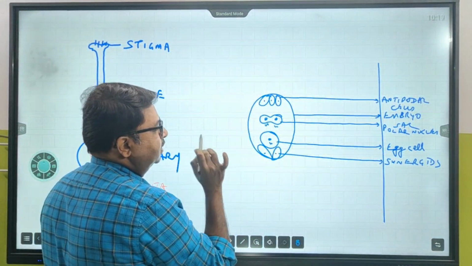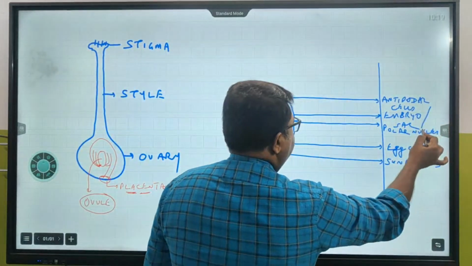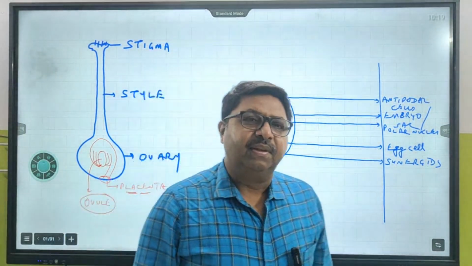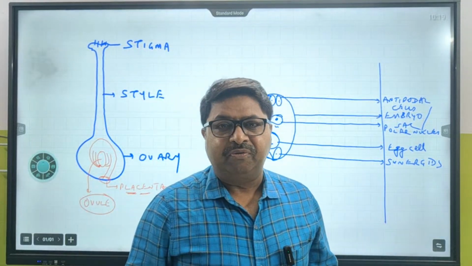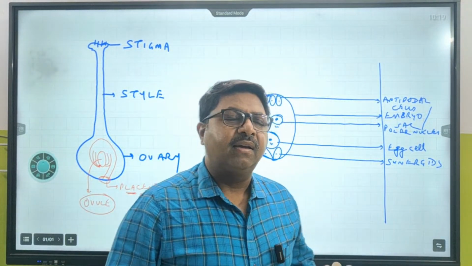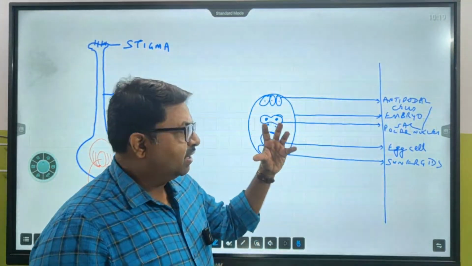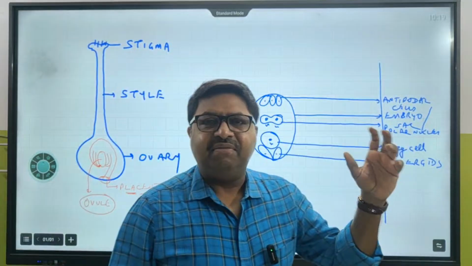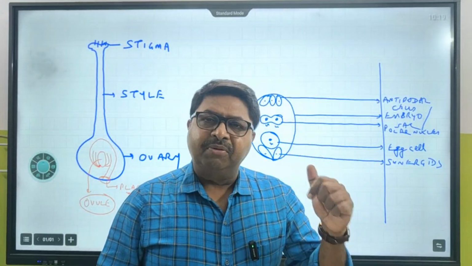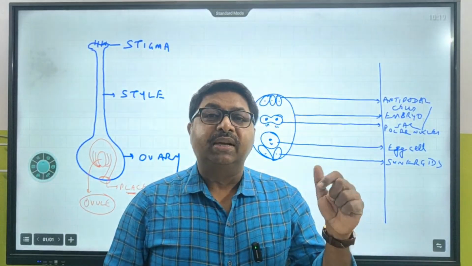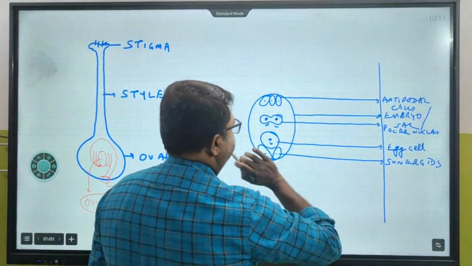Now mind you, my dear students, what is the other term for embryo sac? Female gametophyte. Very good. So the other term for embryo sac is female gametophyte. What does it mean? The structure which holds a female gamete. What is the female gamete over here? Egg cell. So gametophyte, phyte means plant body, and the structure which holds the gamete is called the gametophyte. So female gametophyte. The other term for female gametophyte is embryo sac.